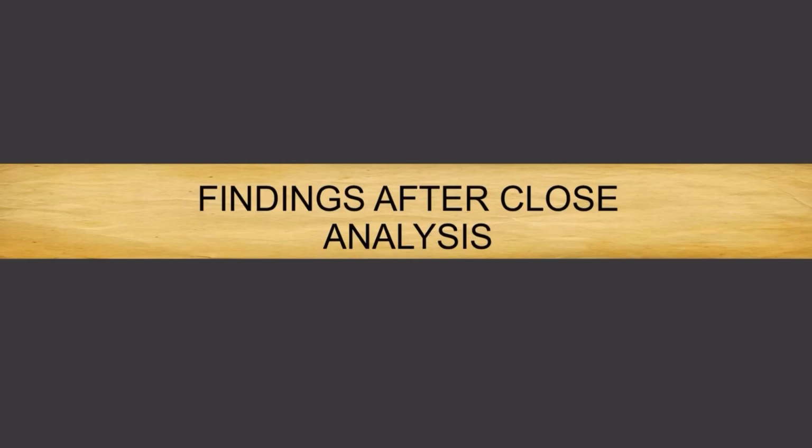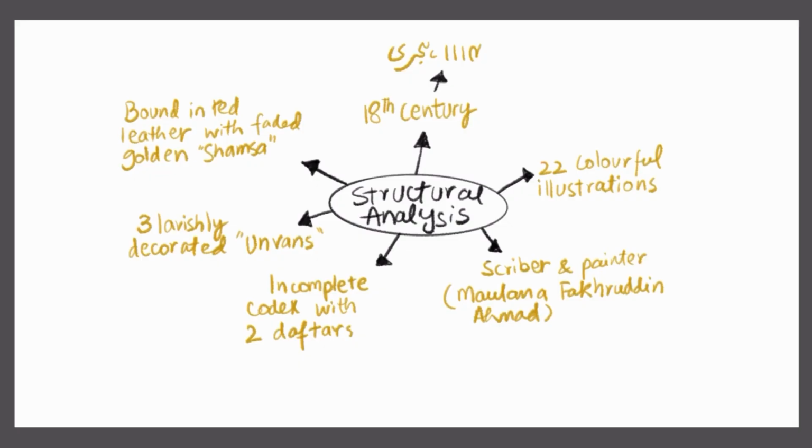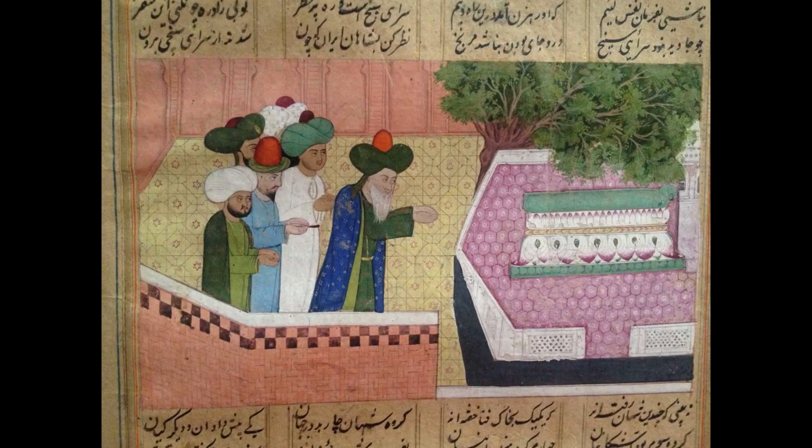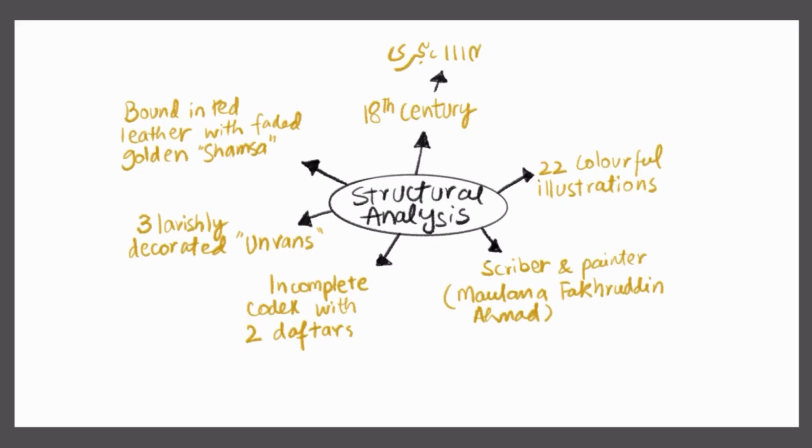Analysis of the Pushto Academy Shahnamah manuscript. Structure analysis. The Pushto Academy Shahnamah manuscript is an early 18th century literary work with a total of 212 folios, including 22 sumptuous color illustrations. On the colophon page, it mentions the name of the scribe, Maulana Fakhruddin Ahmad, and the date of its completion, that is 17 Muharram 1114 Hijri, which makes 1702 in the Gregorian calendar.